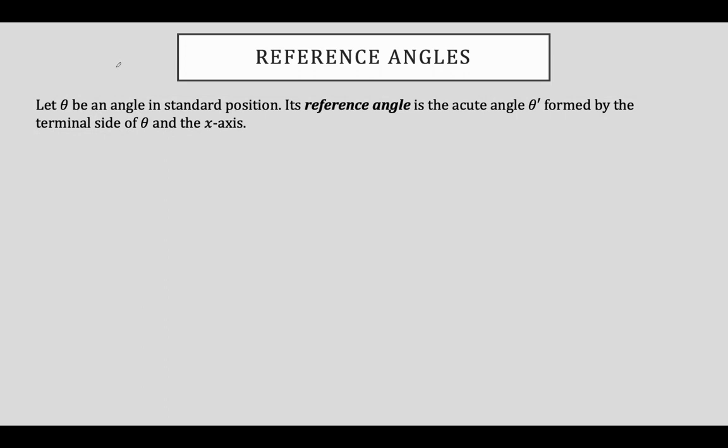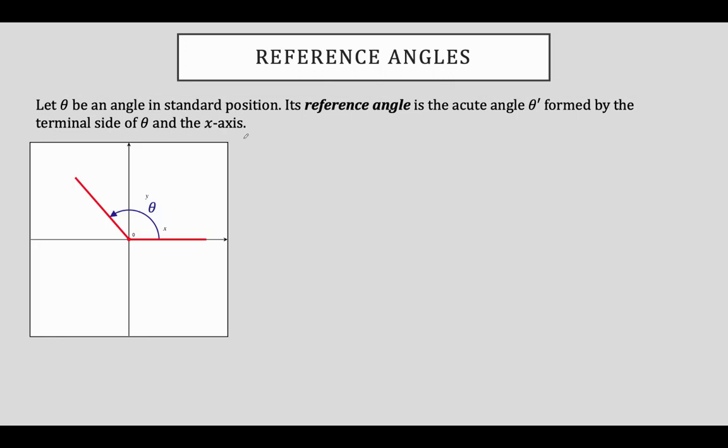Let's talk about reference angles. Let theta be an angle in standard position. Its reference angle is the acute angle, denoted theta prime, that's theta with an apostrophe, formed by the terminal side of theta and the x-axis. What does that mean? Well, here if I have some angle theta, theta prime, the reference angle, would be this angle right here. Notice it's an acute angle.